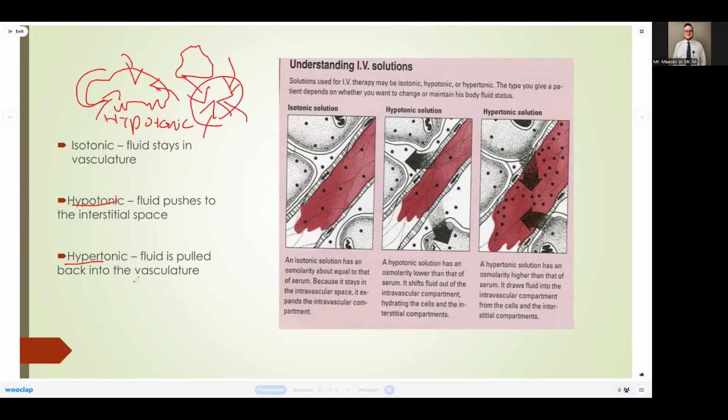Hypertonic is like hyper and fast. Because of the differences, it's going to pull fluid from the cells into the blood vessel, basically. So the cell is going to kind of shrink and shrivel. Where hypotonic makes cells and the tissues swell and go big, hypertonic is going to try to pull fluid into the blood vessels and it's going to pull it out of the cell and make the cells kind of shrivel up and that sort of stuff. That's a hypertonic solution. I hope that one makes sense.